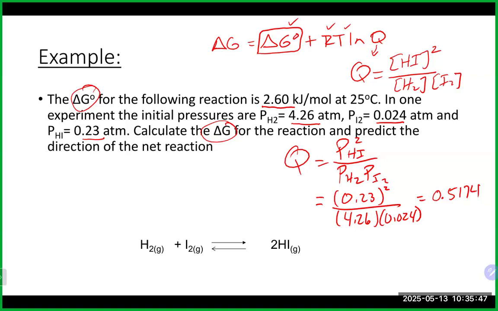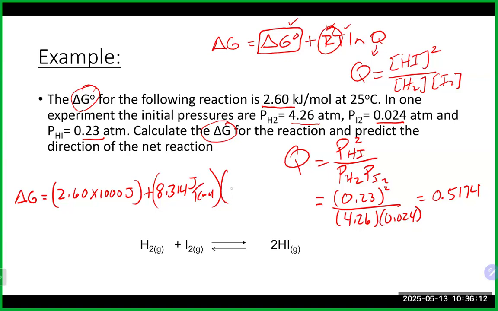Our delta G here is going to equal our delta G naught, so that's going to be 2.6. Again here, I'm going to multiply by 1,000 to put this into joules, for this guy being in joules as well, so again we have everybody in the right units, plus our 8.314, our temperature of 298 Kelvin, and our natural log of what we just calculated.